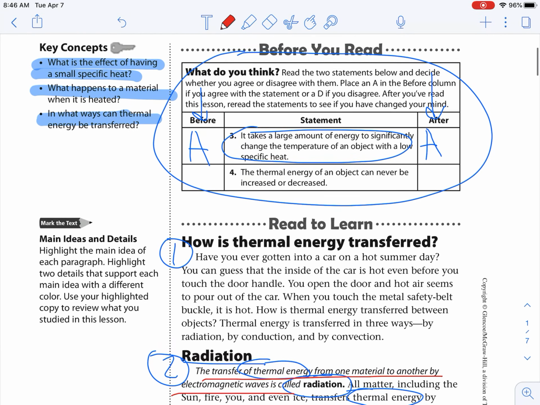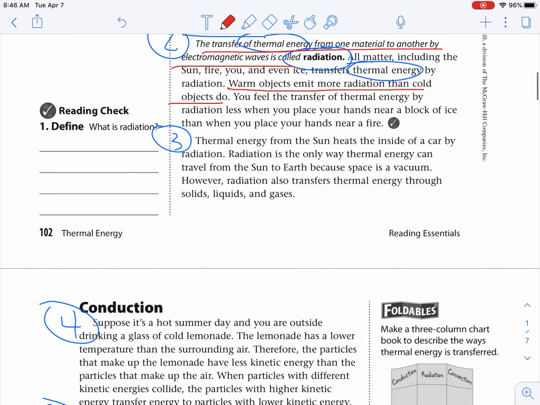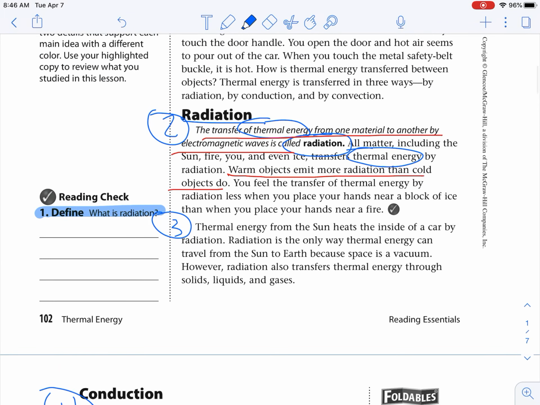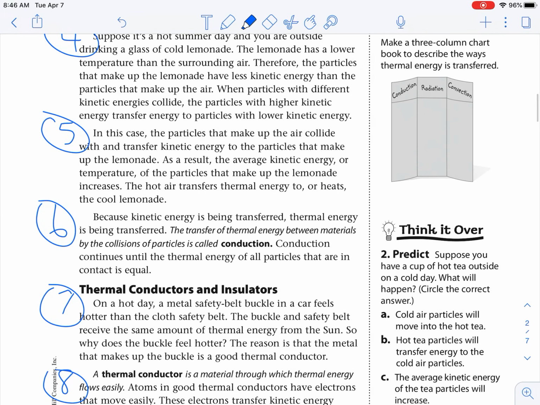The goal is not to underline and circle everything in the paragraph. After you finish marking the text, there are a few questions in the margin that I'd like you to do. Number 1, it's talking about what is radiation. You can find that straight from paragraph 2. You actually circled it and underlined it.